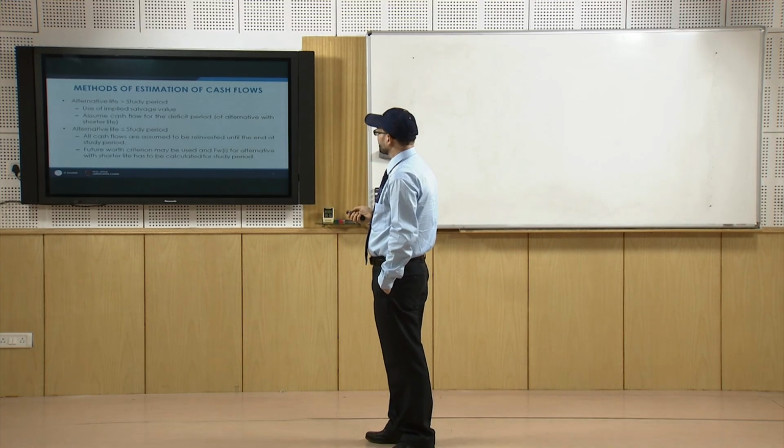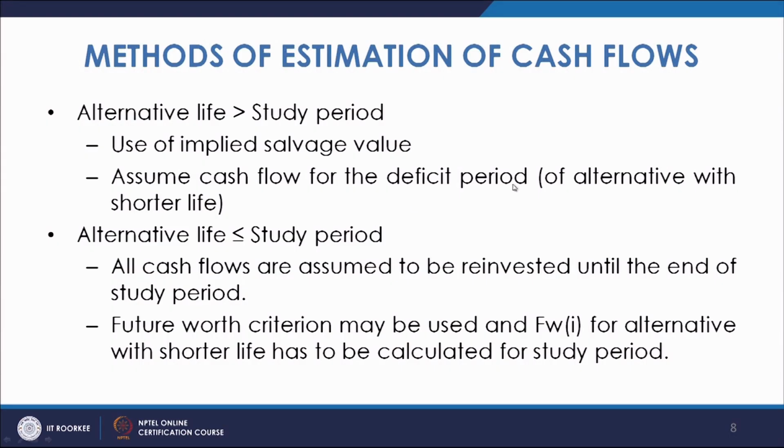There are cases when alternative life is less than study period, or study period is more than or equal to the alternative life. In that case all cash flows are assumed to be reinvested until the end of the study period. So, basically because the study period is larger and certain alternatives' life is smaller, you assume that they are reinvested till the end of the study period. So, that may be another case.